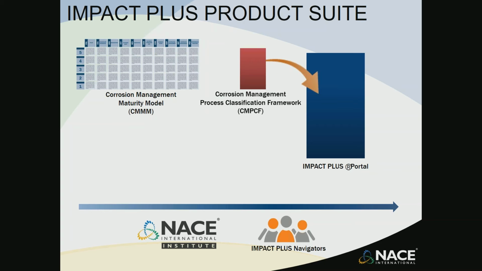The second tool is the corrosion management process classification framework. This is a comprehensive listing of enterprise business processes that are augmented with corrosion-specific details. So think about a job classification that you might do through an ISO process, or other processes within your organization that you break down to their very finest level. That's what a process classification framework is, except this one shows where there are corrosion-specific elements to each one of those processes.